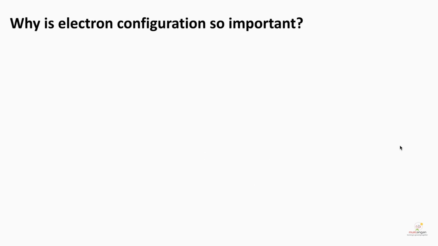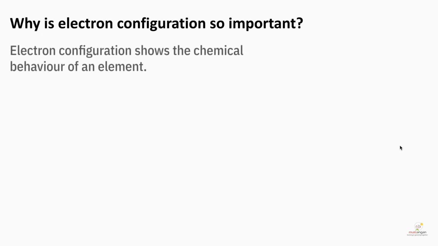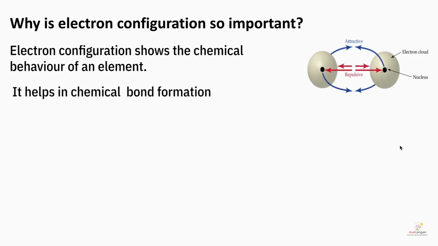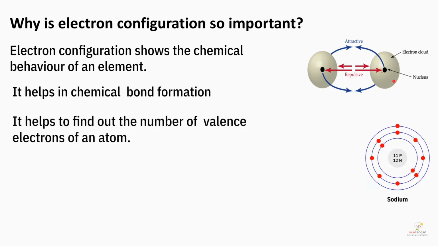Why is electron configuration so important? Because electron configuration shows the chemical behavior of an element. It helps in chemical bond formation, as you can see in this image. There is a bond formation between two atoms. It also helps to find out the number of valence electrons of an atom. As you can see here, this is a sodium atom, and looking at this diagram, you can tell that the valence electron is 1 here. So it has 1 valence electron in its outermost shell.